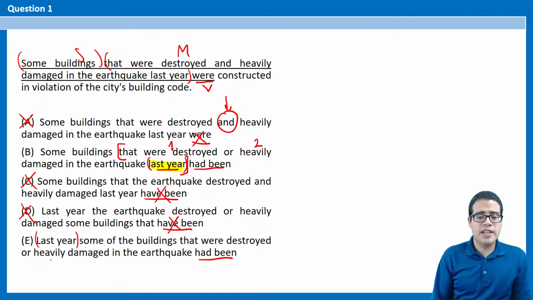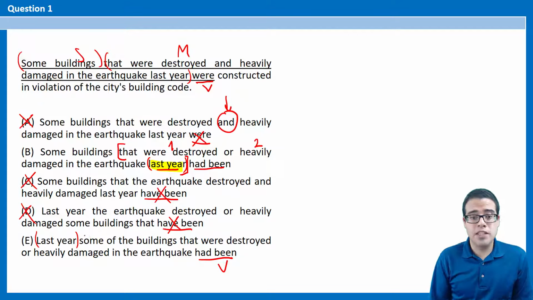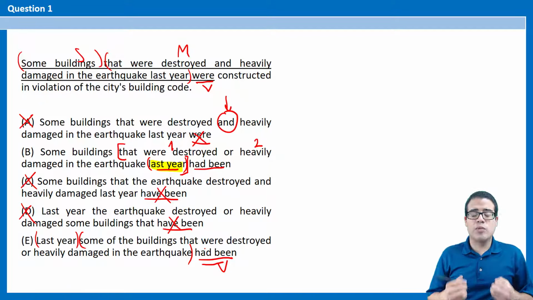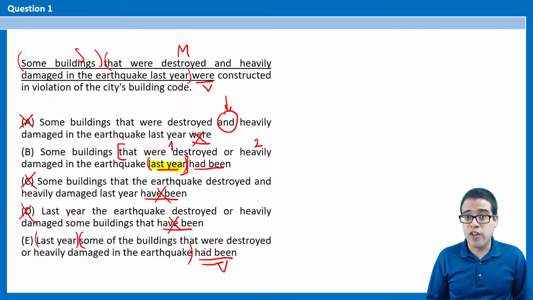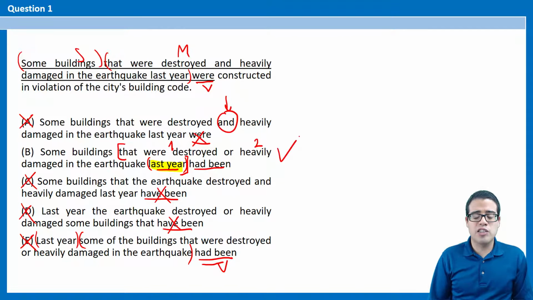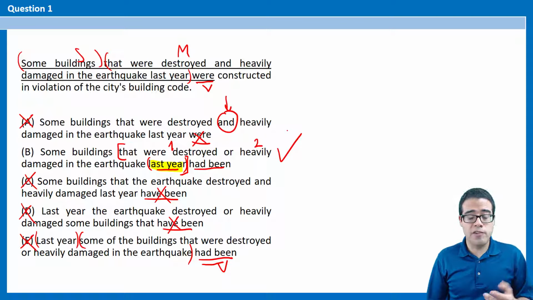However, if you put last year at the beginning, that describes the main verb. I could say, last year, what happened last year? Well, last year, some of the buildings that were destroyed or damaged in the earthquake had been constructed. So what happened last year? They had been constructed. And that's the wrong meaning in this particular context. So we want to leave the original intention, and that's why B is the best answer.